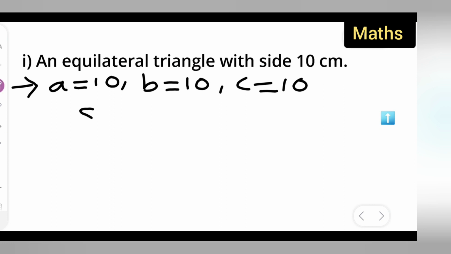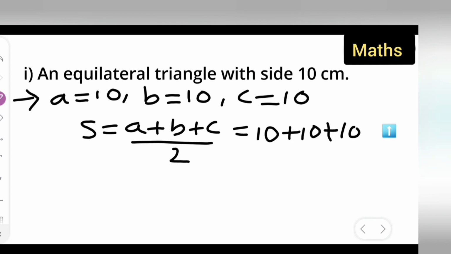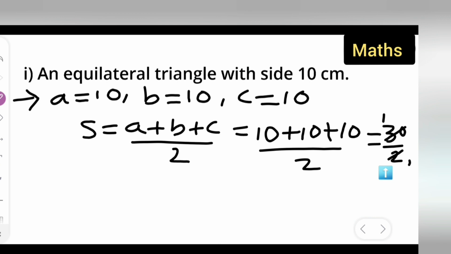So write down S is equal to A plus B plus C upon 2. So basically what is your A? 10 plus 10 plus 10 upon 2. So what you are going to get is 30 upon 2, right? 30 upon 2. So 2 ones are 2, then carry 5, 2 fives are 10, so 2 15s are 30. So write down S is equal to 15.